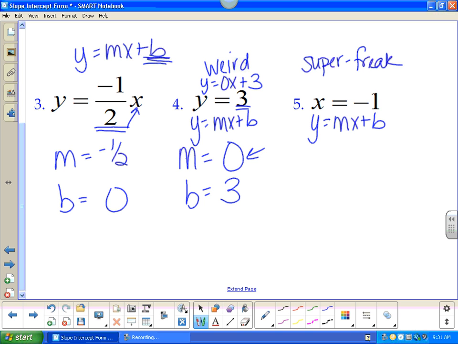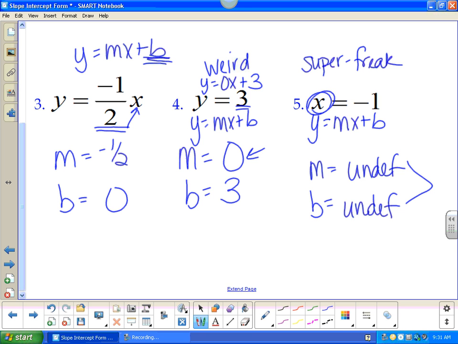Now number 5 is super weird because we cannot get him into y equals mx plus b form because he doesn't even have a y. So this one, because he's so different, his slope is undefined and his y-intercept is also undefined. These two always go undefined hand in hand. It is always when you have x equals a number. We'll explain what that means in terms of a graph in a little bit.